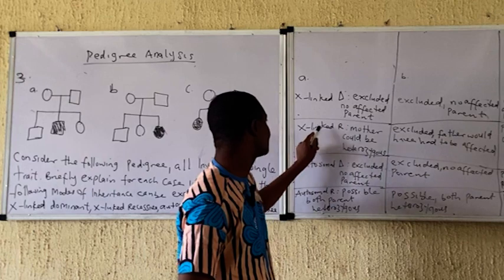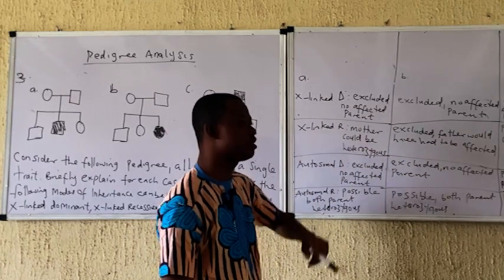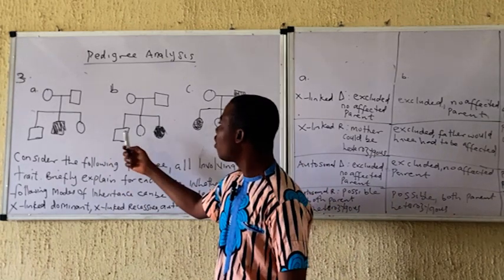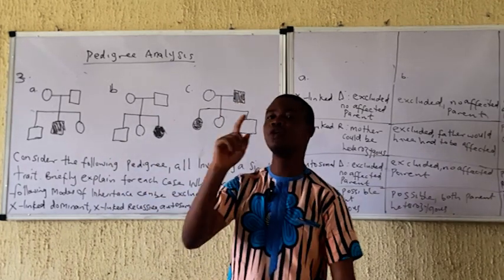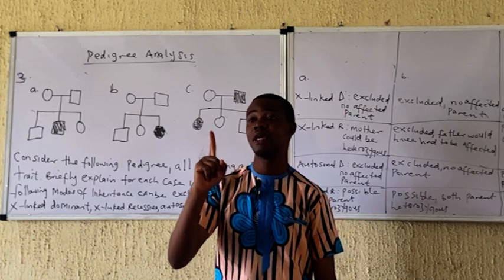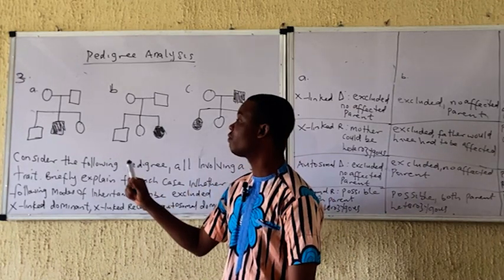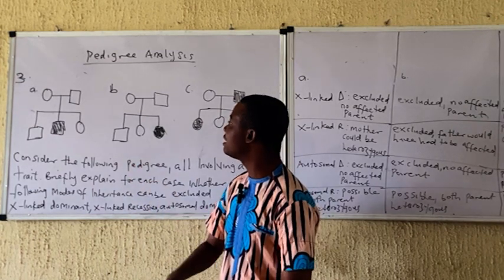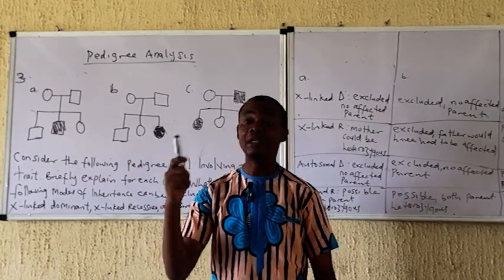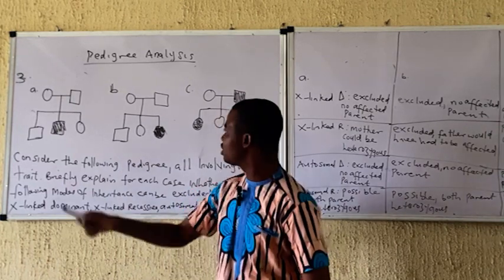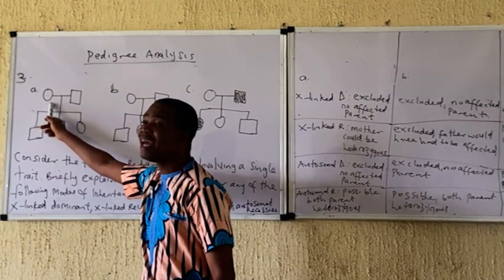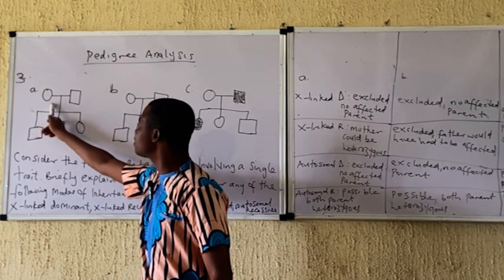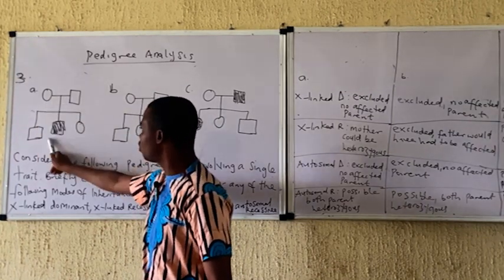Now let's look at X-linked recessive. Can it be X-linked recessive? Yes, it can be, because one of the rules of X-linked recessive is that it can be transferred from mother to son. So this mother here must likely be a carrier, heterozygous for the trait, and therefore transfers it from the mother to the son.